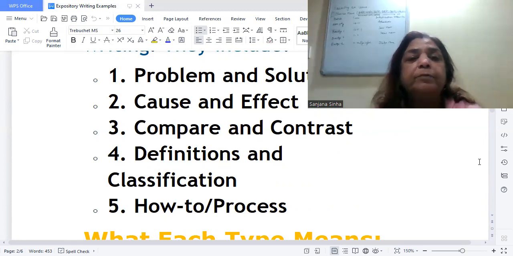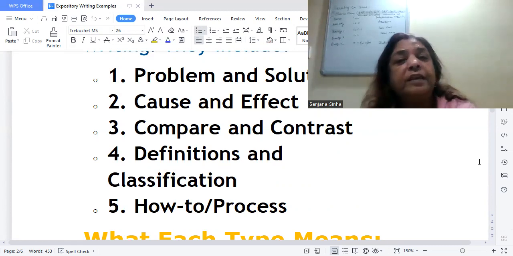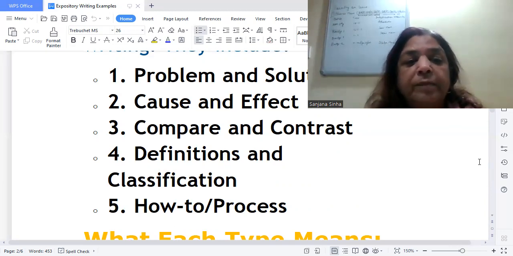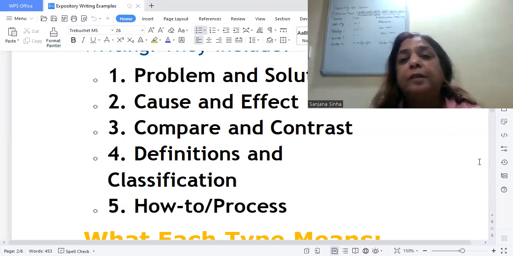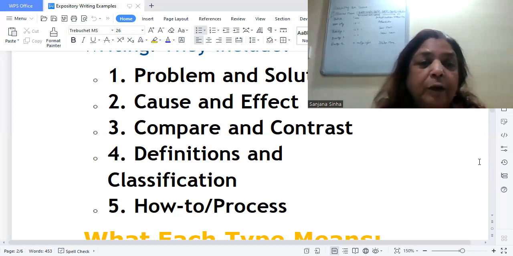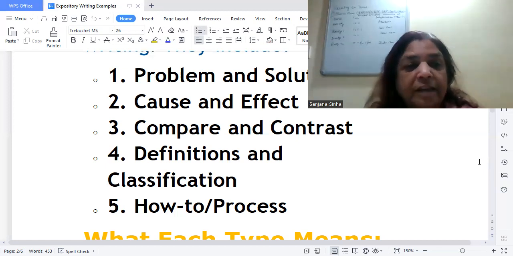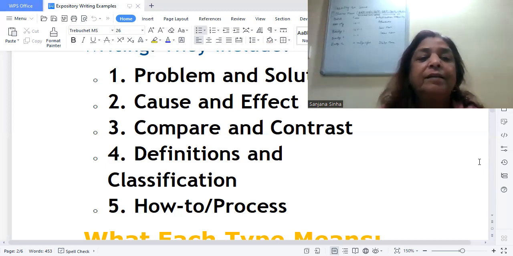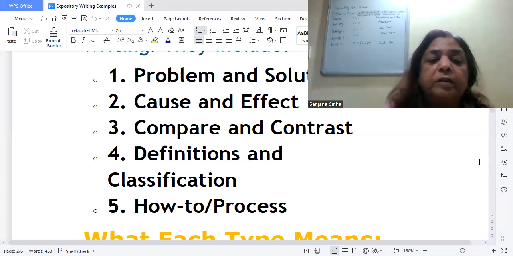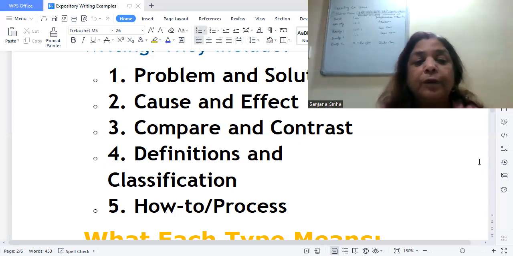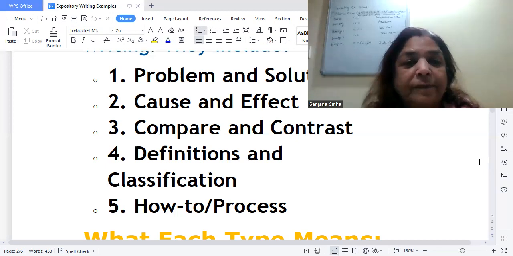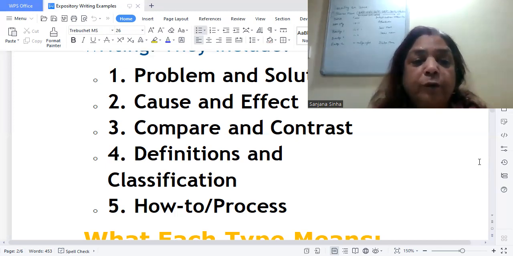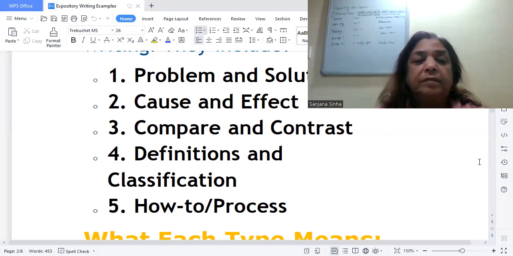You can choose any abstract thing, something which you can feel, something which you cannot see but you can feel, or something from your core subjects, like what is economics, what is computer science, what is data structure, anything, define and classify. And lastly, the fifth point is the how-to process, how to do this, how to crack an exam, how to do well, how to excel.